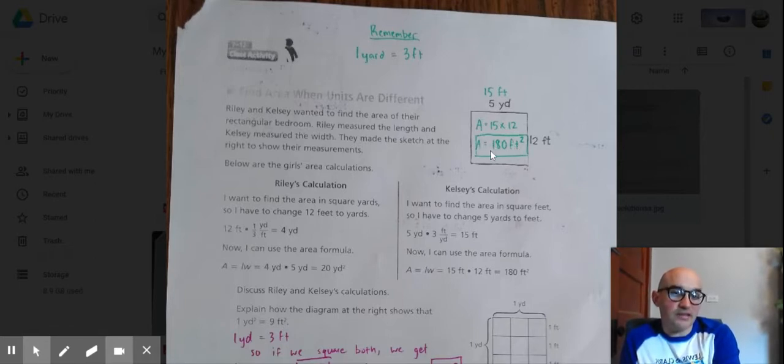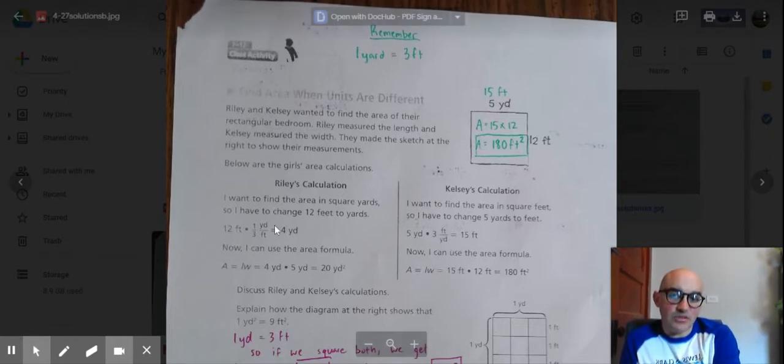And that is one method. What I just showed you is what Kelsey did here on your paper, so you can follow Kelsey's thinking as well. It's essentially the exact same process. Let me take you over to the left side and show you how Riley calculated this.